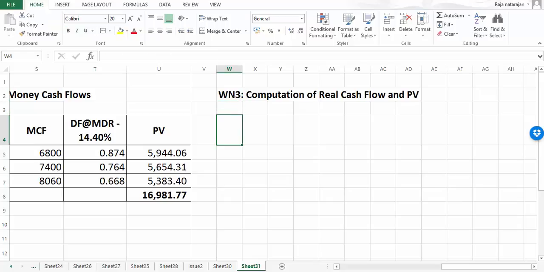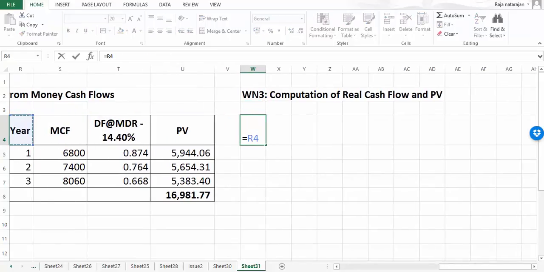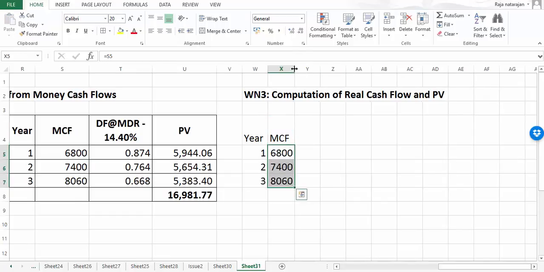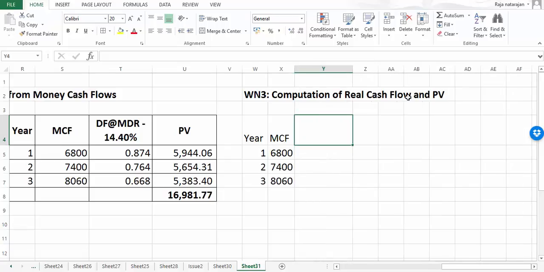So we need a similar table. Let me copy paste. We need year, and that's going to be year 1, 2, 3. And let me just copy paste the money cash flow, because from money cash flow, by discounting them at inflation rate, we are going to find out the real cash flow. So money cash flows for 3 years, information I'm just picking up from here, and it is 6,800, 74 and 8,060. Okay, now I have to discount at inflation rate, that is 10 percentage, to arrive at my real cash flow.